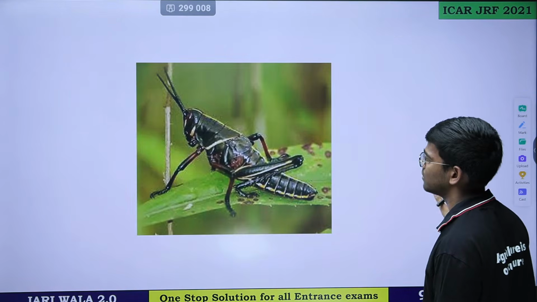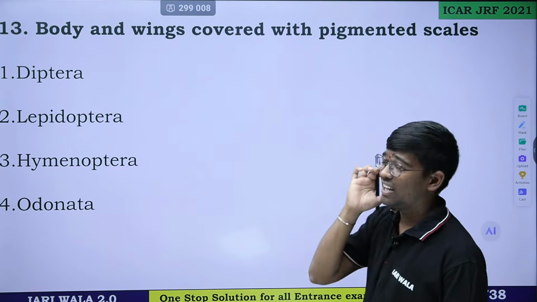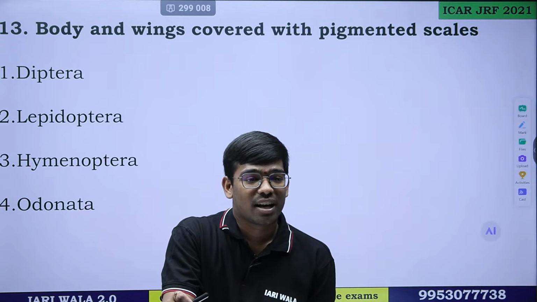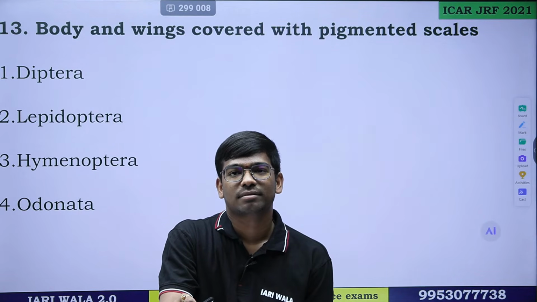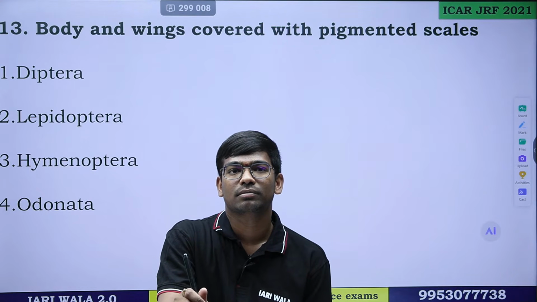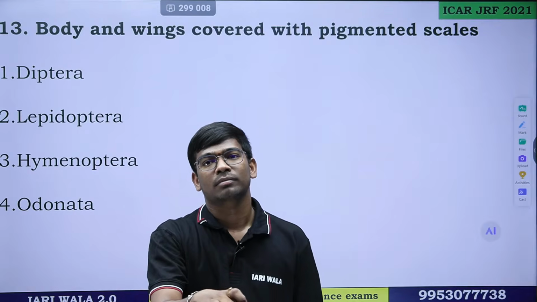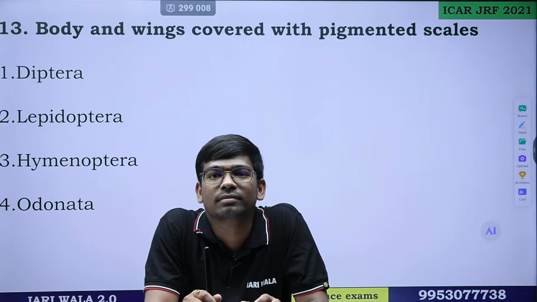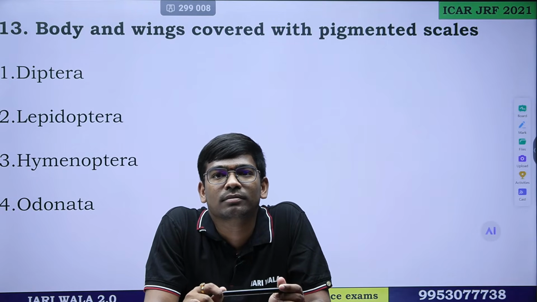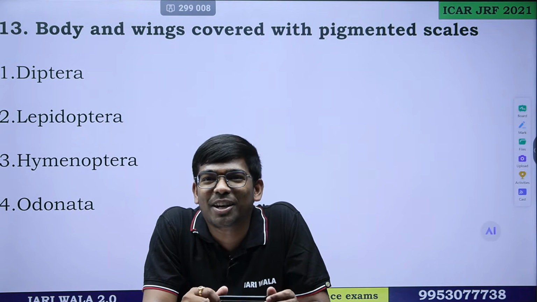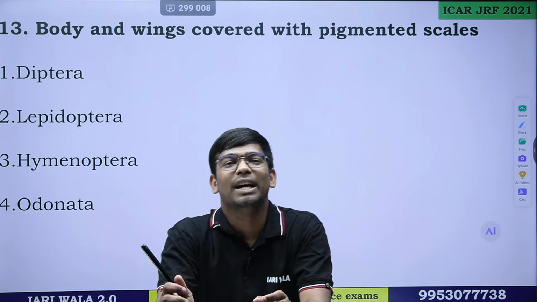For example, an easy question, you need to answer this. Body and wings covered with pigmented scales. Yes, 13th one answer. Yes, many of the students were responding. It's 2, that is Lepidoptera.